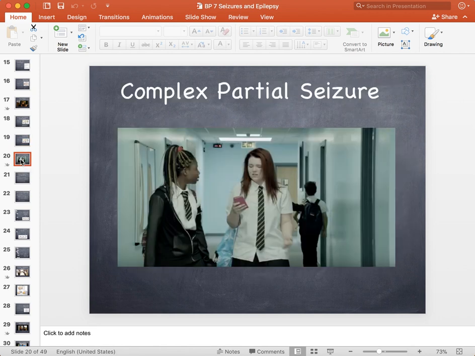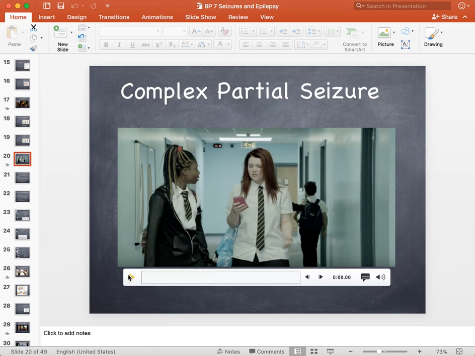This is a reenactment from the United Kingdom National Health Service, but it is a wonderful reenactment of a complex partial seizure. You'll see sudden speech arrest. You'll see automatisms, picking at clothing. He's still able to maintain posture, it lasts for a few minutes, and there's a pretty quick recovery after the event happens.